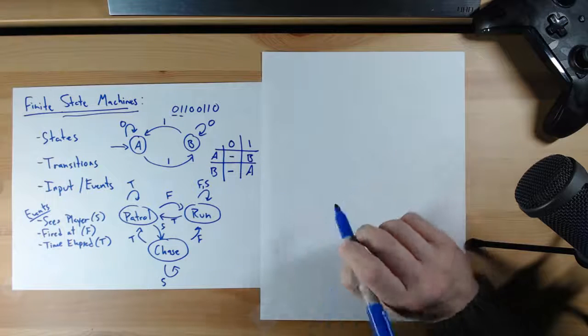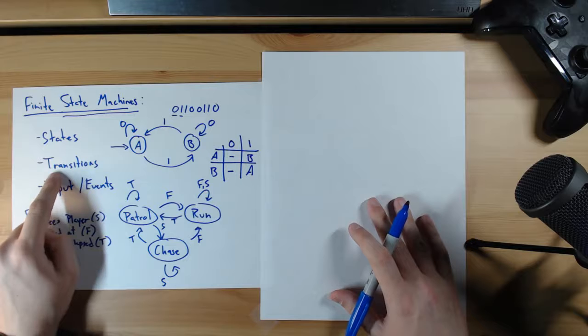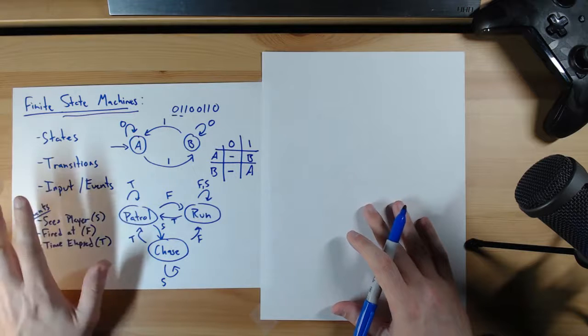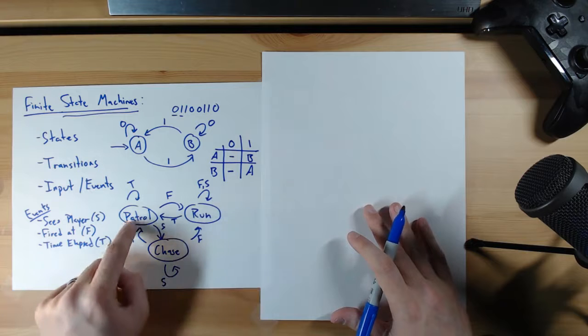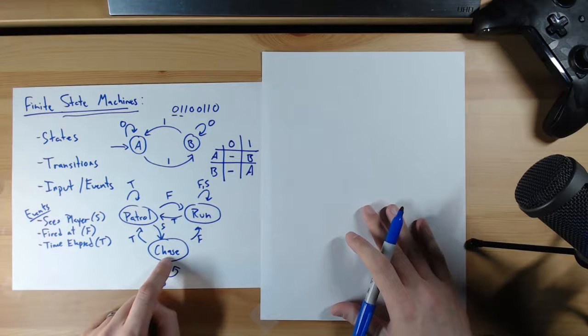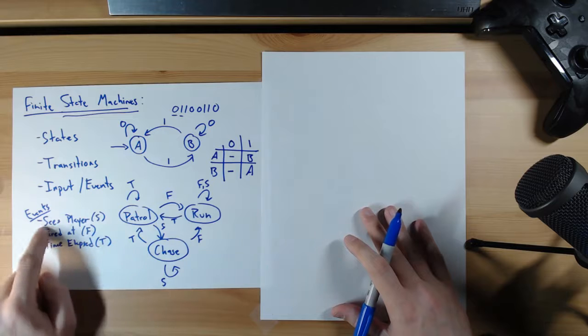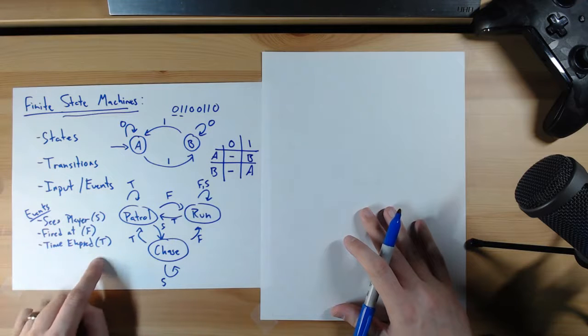So we have this finite state machine, which we know is comprised of states, transitions, and then the inputs and events into it. And we came up with this example where we have an AI who is patrolling, running, or chasing at any given time. And there's three events that feed into this: whether or not they see the player, whether or not they're being fired at by the player, or whether or not some time has elapsed.